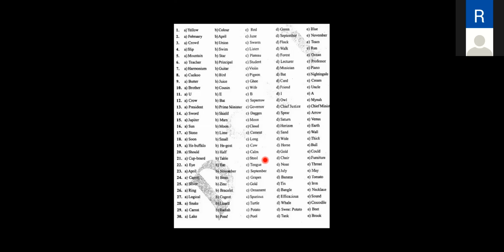I hope everyone, while reading this question, must be writing your own answer. So first answer comes to your mind, and later on you are verifying it. So third one is crowd, union, swarm, flock, and team. If you consider these 5 different words, then among these 5 different words, the last one is the team.